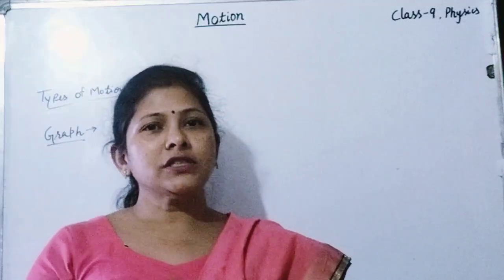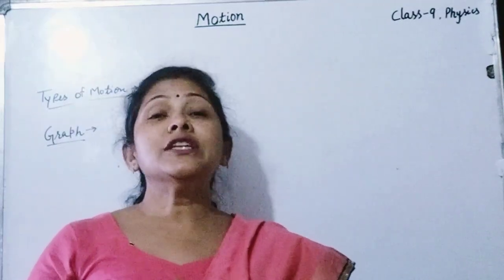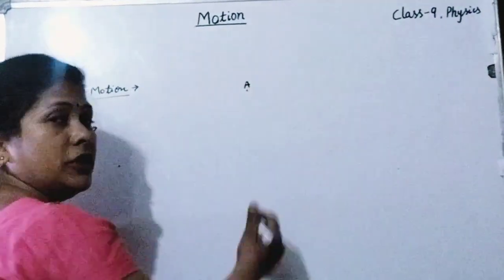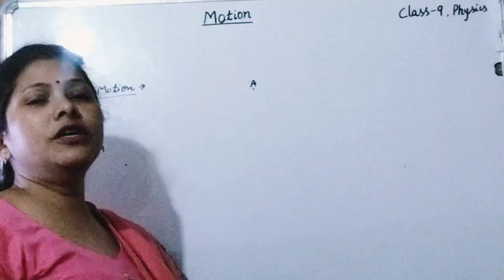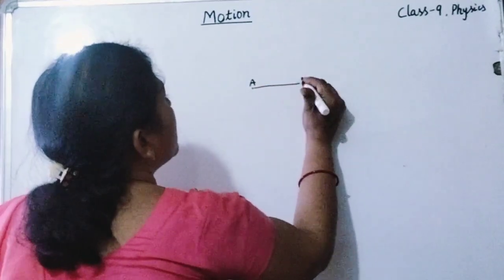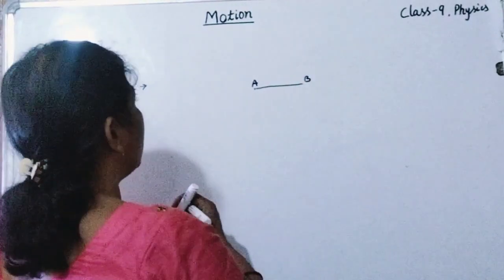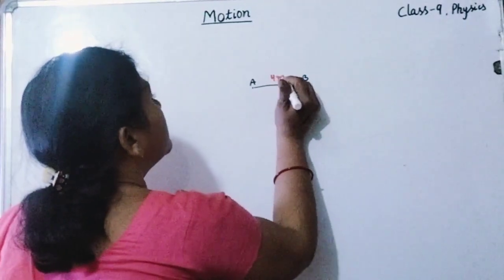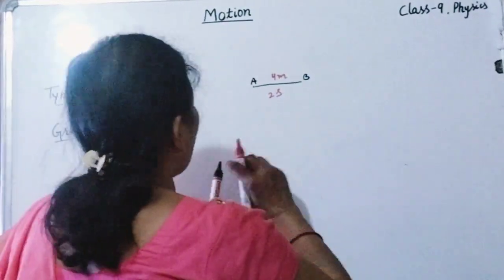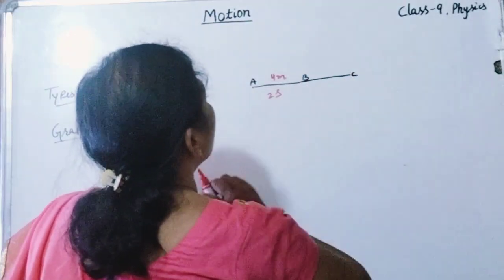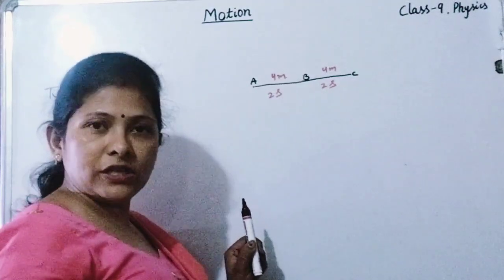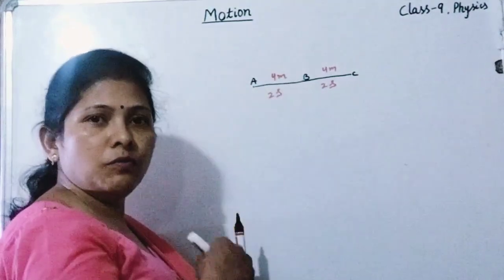If any object changes its position with respect to time, suppose initially any object is at point A. After some time it will move to the next point. Suppose the object covers the distance 4 meter in 2 seconds. In the next 2 seconds it also covers the distance 4 meter within the time 2 seconds, and continuously moves on.